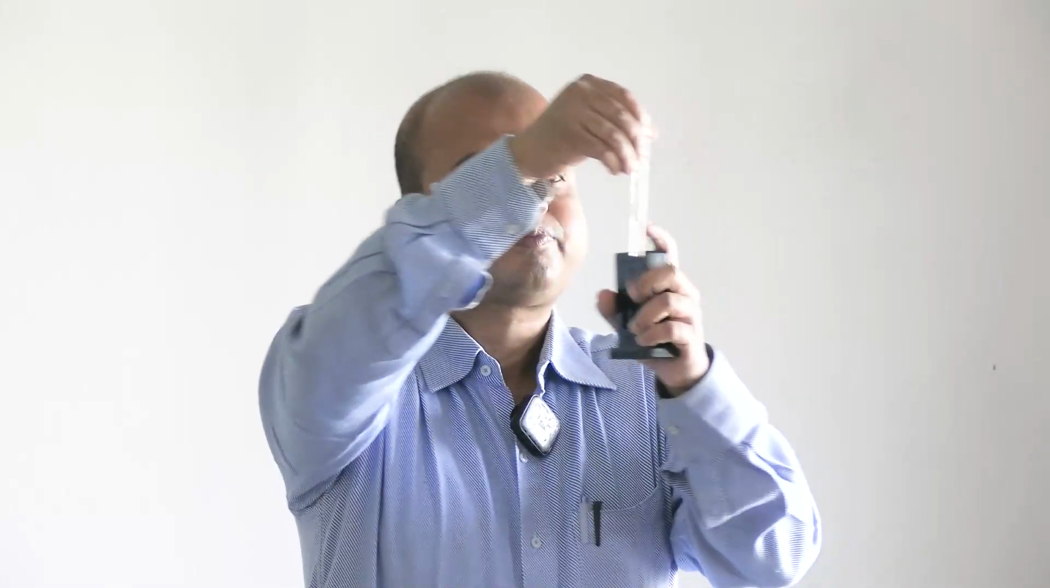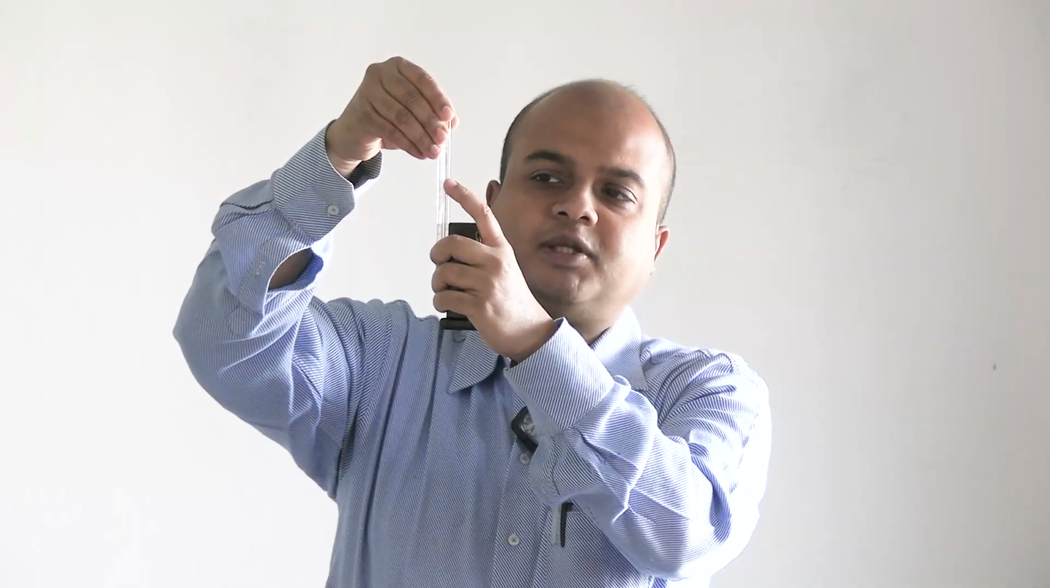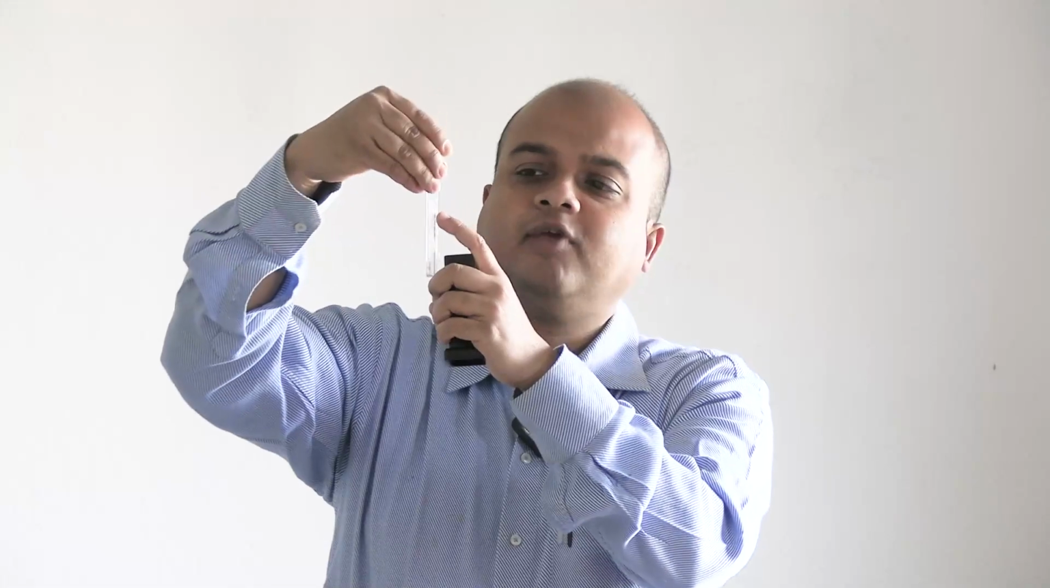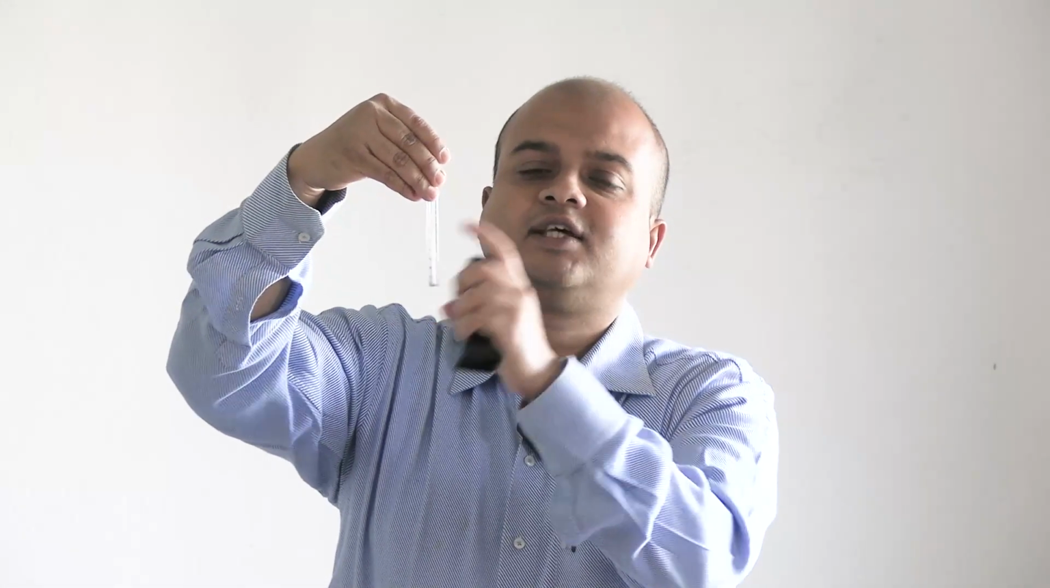Now for the beginners, on the first day, it is okay that you just match the color. When the color gets matched, whatever is the reading, that means the level of the fluid in this hemoglobin tube, if it is at say 14, then the value of hemoglobin estimated is 14 gram%.